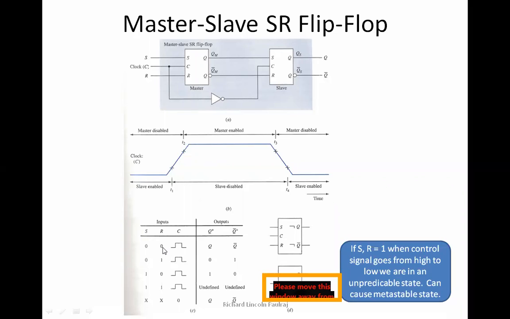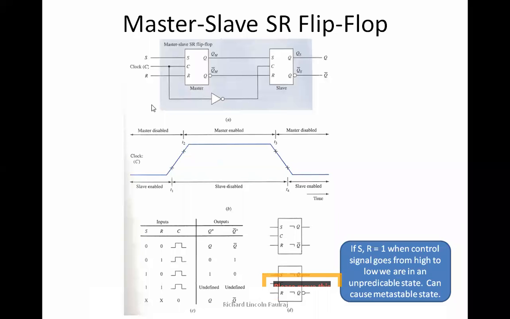So when it is 0 0, you can see that there's no change, and whatever is there in the memory, the same thing is retained. When it's 0 1, 0 is the output. 1 0 gives 1, and 1 1 is undefined or invalid. When it's a don't care, that is when clock is equal to 0, whatever is in the memory, the same state is retained. Now we have understood the truth table.